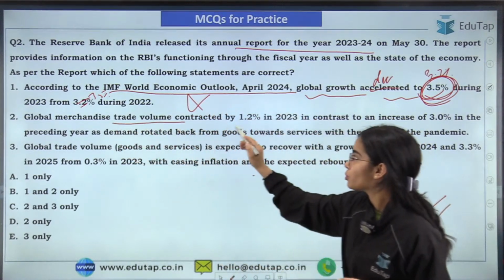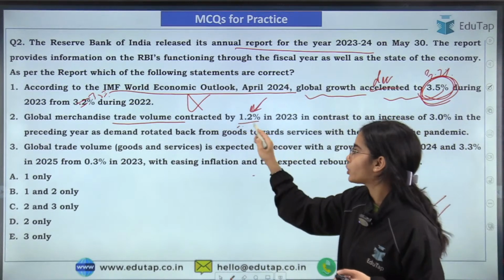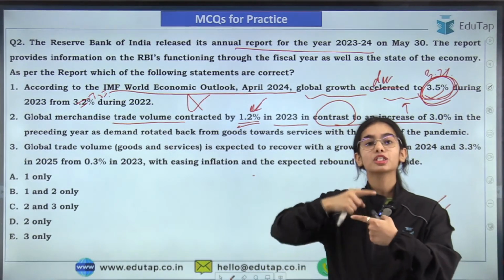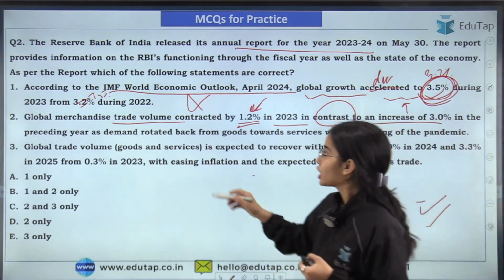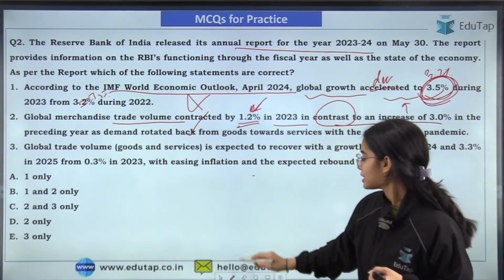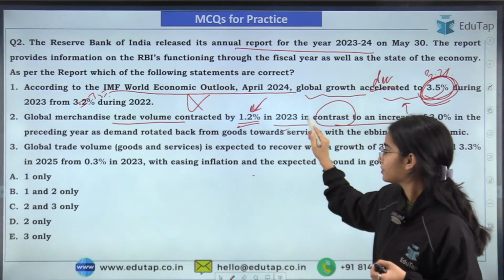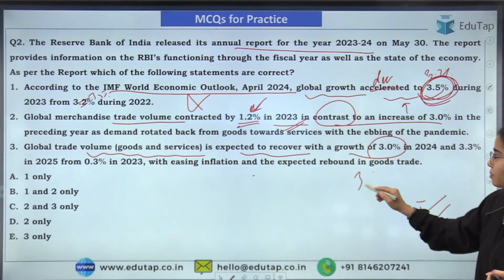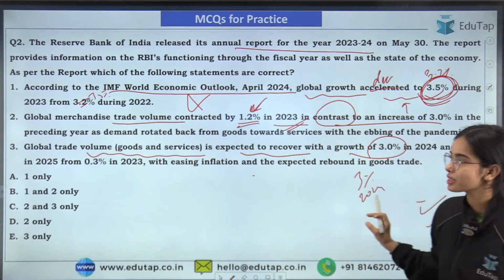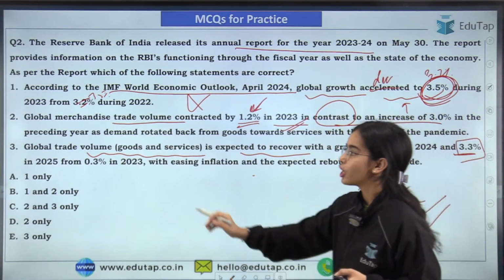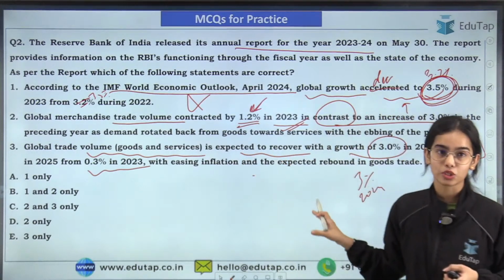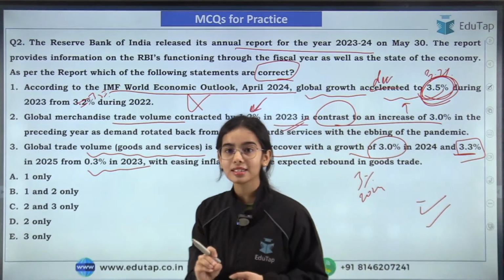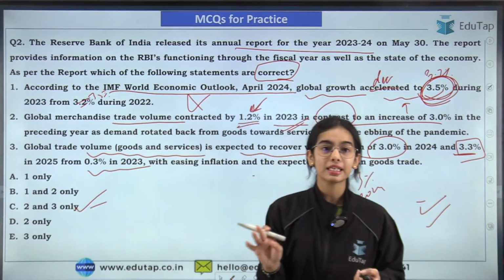Global merchandise trade volume has contracted, has decreased by 1.2% in 2023 in contrast to an increase of 3% in the previous year, as the demand is rotating back towards the services. Okay, so this is correct. The second statement is actually correct. The third statement is that global trade volume, goods and services, is expected to recover with a growth of 3% in 2024 and 3.3% in 2025 from 0.3% in 2023. So this is also correct. So the second and third statements are correct and you had to find the correct statements. That's why the correct answer is C. Very good. Everyone has given the right answer.